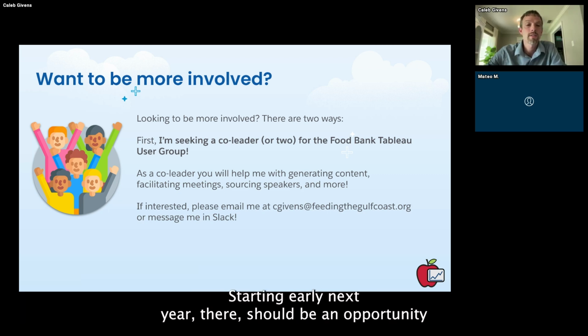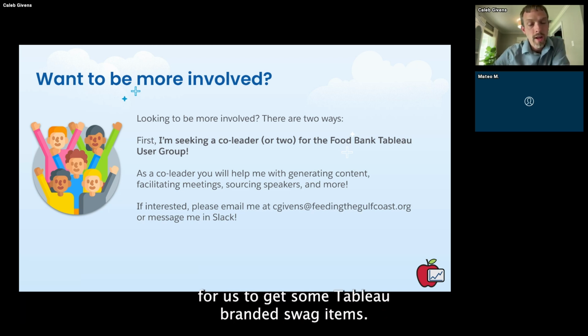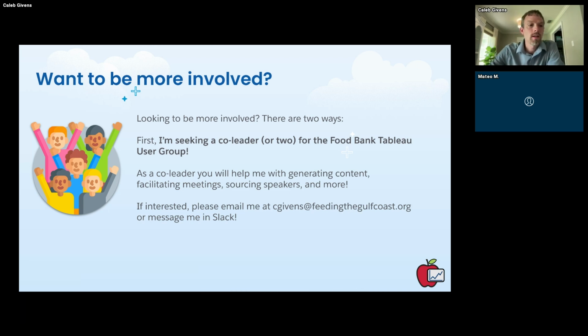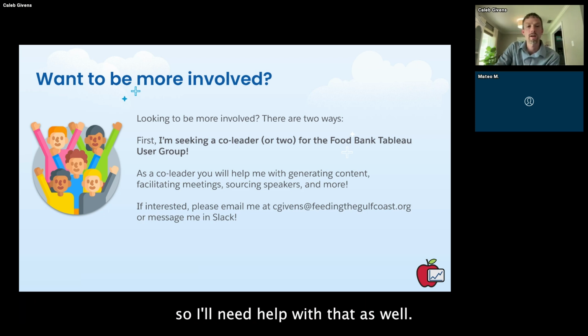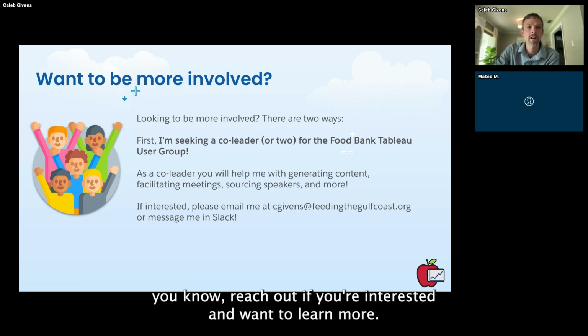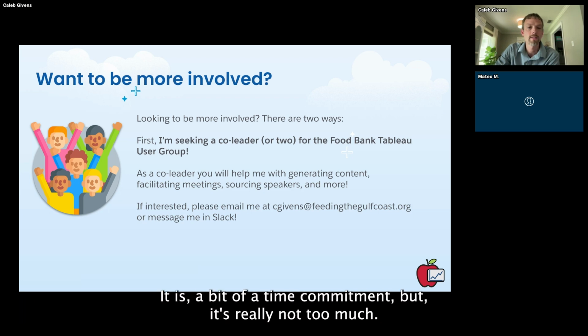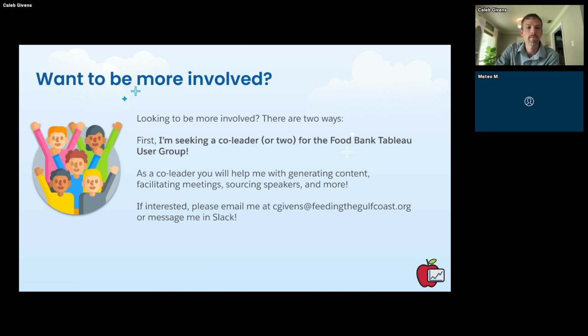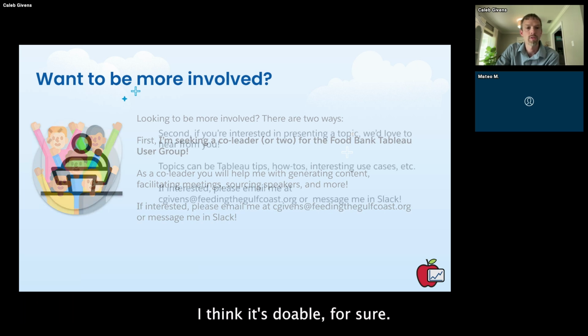Starting early next year, there should be an opportunity for us to get some Tableau branded swag items. So I'll need help with that as well. So again, just reach out if you're interested and want to learn more. It is a bit of a time commitment, but it's really not too much. Like I said, one meeting per quarter, I think is doable for sure.